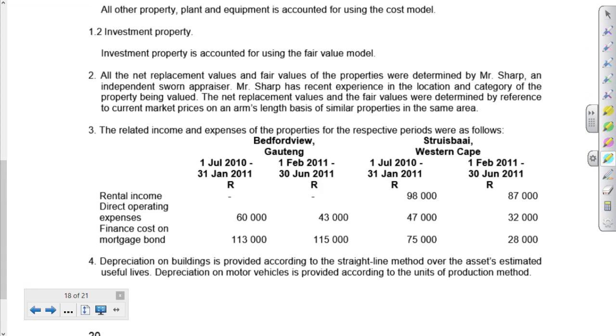The related income and expenses of the 2 properties, here in note 3, for Bedfordview and for Western Cape. Do you agree that it does meet the definition of a discontinued operation? Because they are a property company.